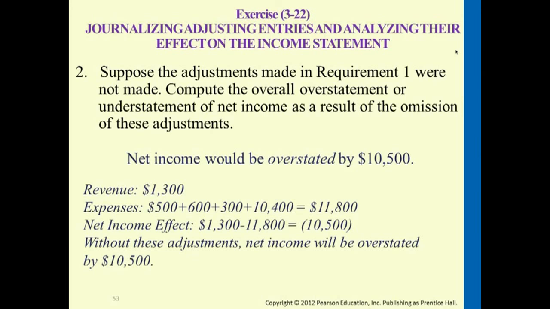Okay, so without these adjustments, if we omit these, then the original net income amount that we see under the unadjusted balance would be overstated by $10,500. Because in reality, we have rent expense that we used up, we have interest expense that we incurred, and there's salary expense, so we still need to take all of those into account. Without those adjustments altogether, the original unadjusted trial balance will be missing $10,500.